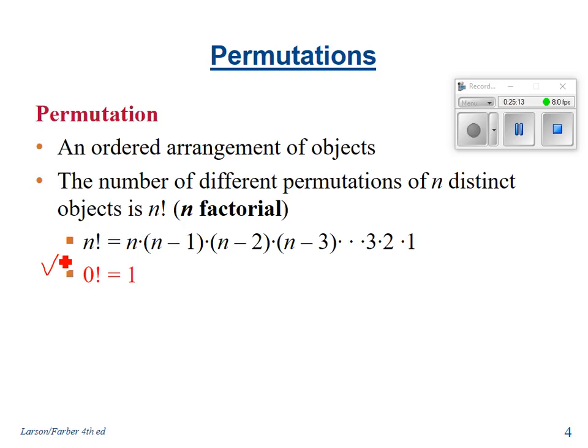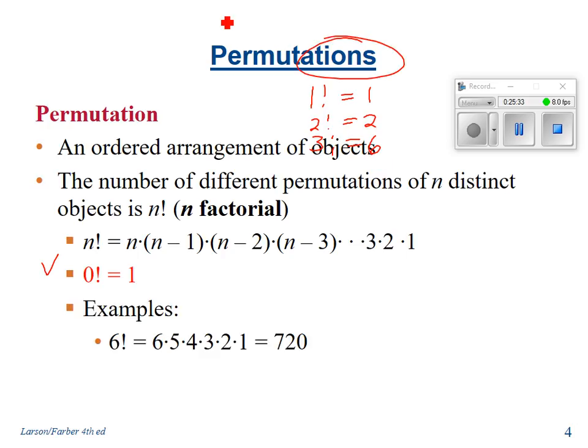Because if I did 1 factorial, that gives me 1. If I did 2 factorial, that gives me 2. If I did 3 factorial, that gives me 6. To go backwards, if we were going to do things below the line down here, that has to be the way it works out.